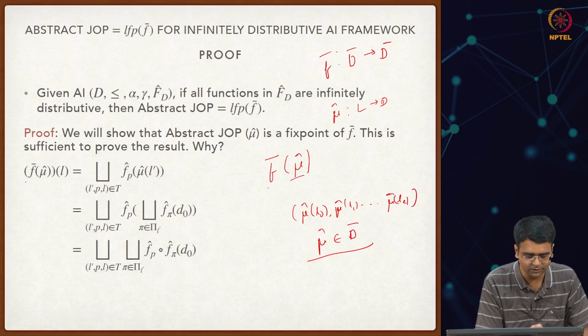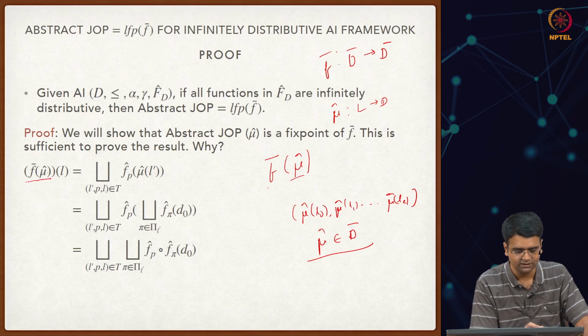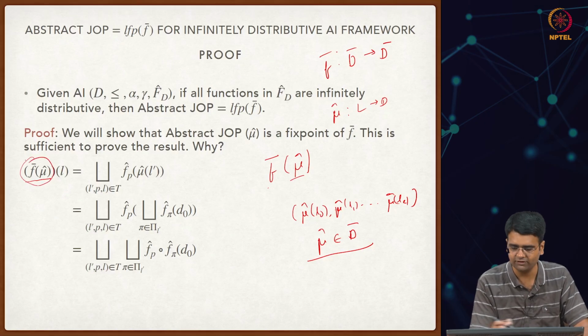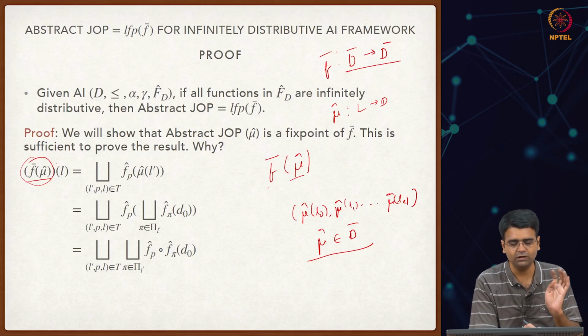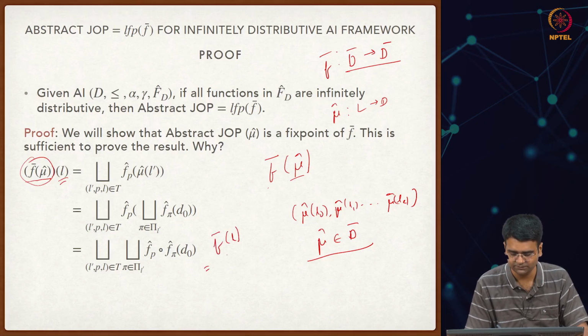Here I have applied f bar on mu hat by treating mu hat as a vector, and in particular I am interested in the value of this resultant vector. f bar is a function from D bar to D bar, so it takes an input vector and gives another vector. I'm looking at the Lth component of that vector, the component corresponding to the location L. And this again we have defined earlier.